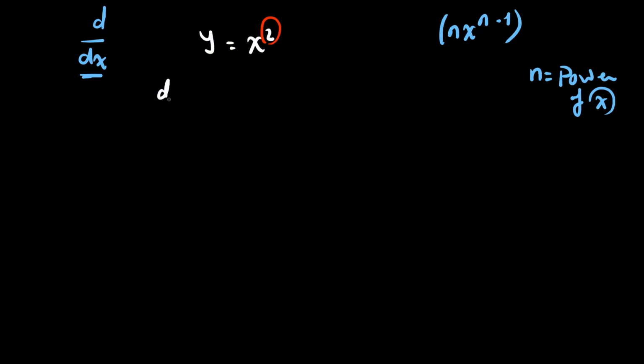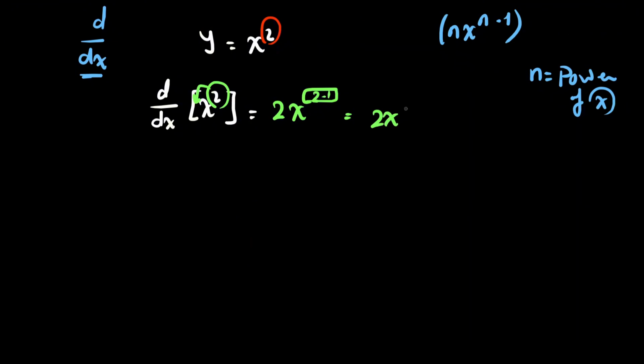So the derivative for x squared, we're going to get this power beside it, which is going to be 2x. And in the power, we are going to do 2 minus 1. It's equal to 2x power 1, which is 2x.